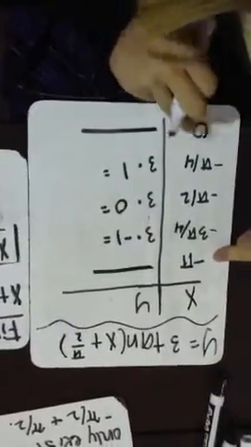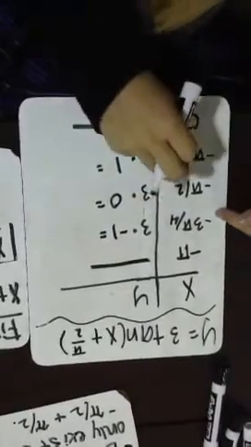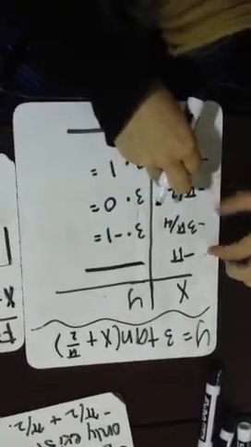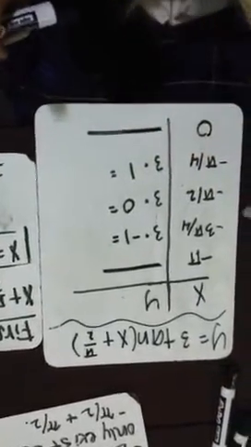To find your middle point, you add negative pi and 0 together, and you divide by 2. And to find this one, you add negative pi and negative pi over 2 and divide by 2. And to find this one, you add negative pi over 2 and 0 and divide by 2.